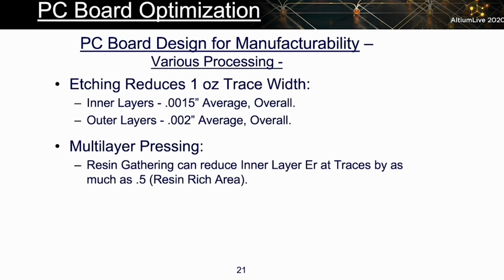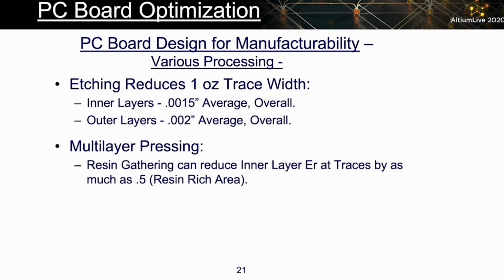Multi-layer pressing will cause what's called resin gathering in areas where there aren't a lot of traces. Those areas are called resin-rich areas. Resin has a dielectric constant of about 3, and fiberglass has a dielectric constant of about 6. So when you get a lot of resin in an area, that will lower the dielectric constant for the traces in that area by as much as 0.5 point. Well, what does that do?